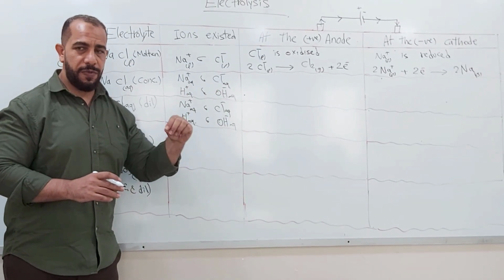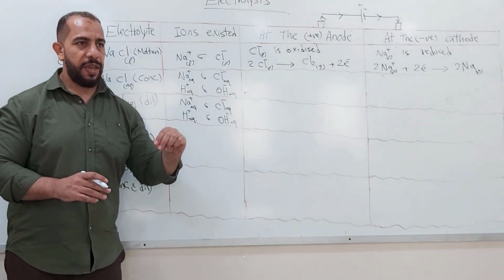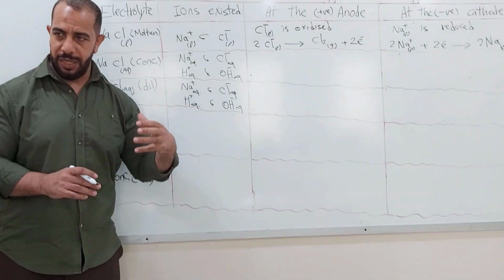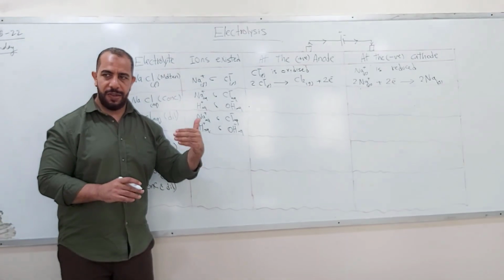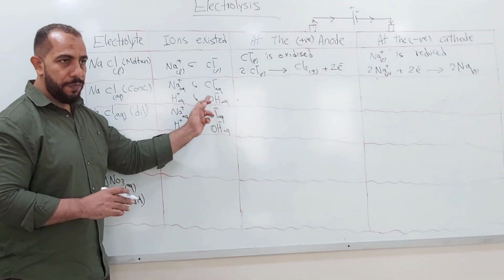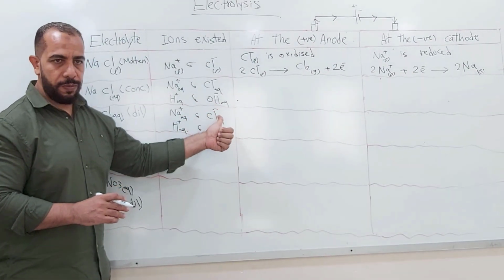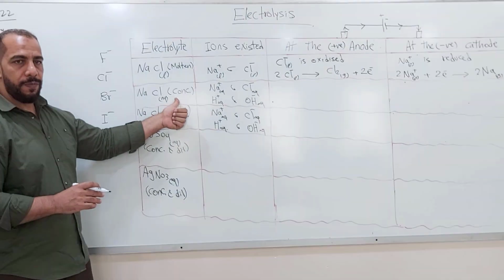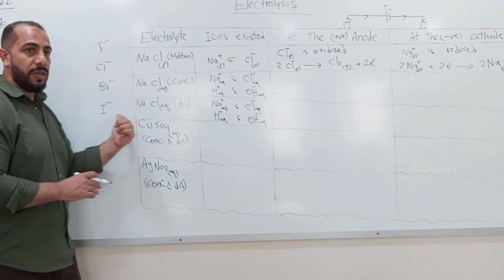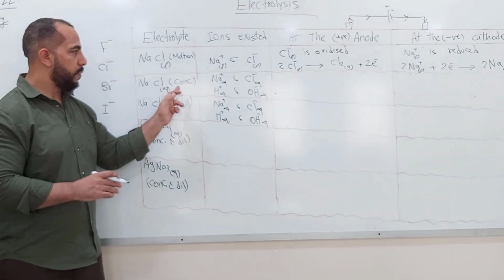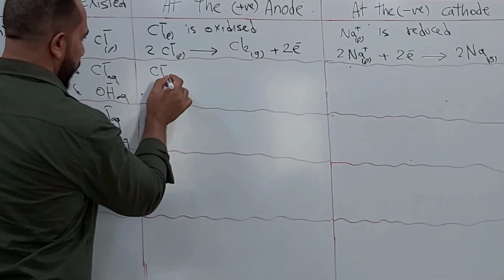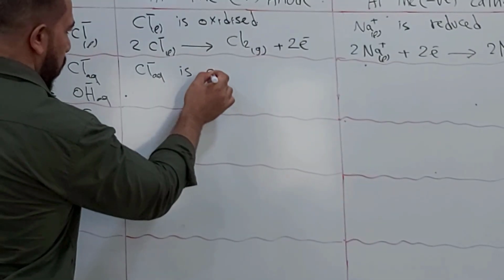Why? Here, guys, we have a very important rule. In case of the presence of any halide, if this halide is concentrated, then the halide ion is more likely to be oxidized at the anode. So Cl is going to be oxidized rather than OH. Why? Because it's concentrated. And it will be the same with bromide, with iodide, or other halides. It will be the same in case of concentration. So we can say Cl negative aqueous is oxidized.